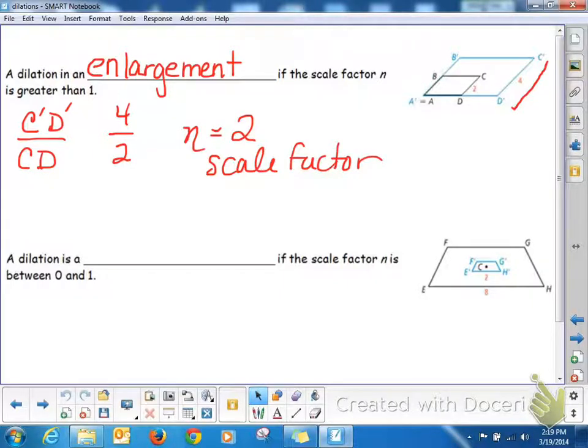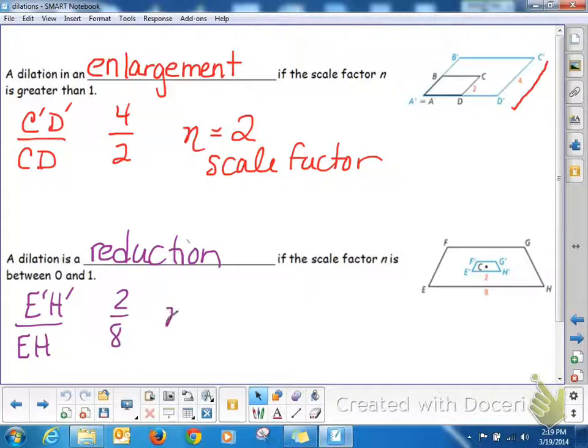A dilation is a reduction if the scale factor n is between 0 and 1, because the trapezoid FGHE is the pre-image, the original figure, and the dilation of it is smaller, reduced, it's a reduction. You have the length of EH prime, and you would put that over the original figure EH to find the scale factor. So the scale factor would be 2 over 8, which reduces to 1/4. The scale factor is 1/4. Remember, n represents scale factor. So this is an example of a reduction.